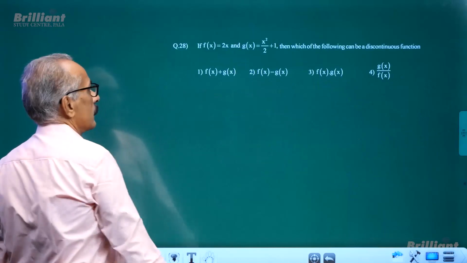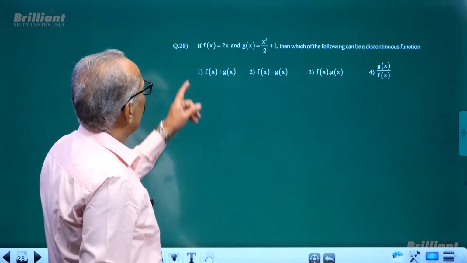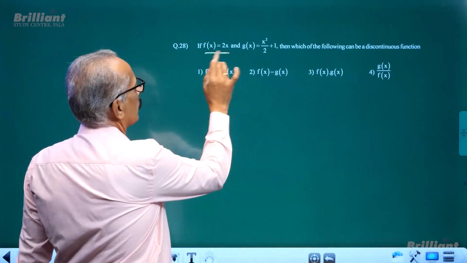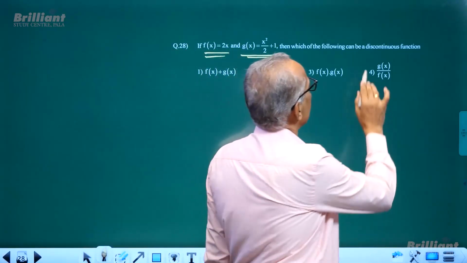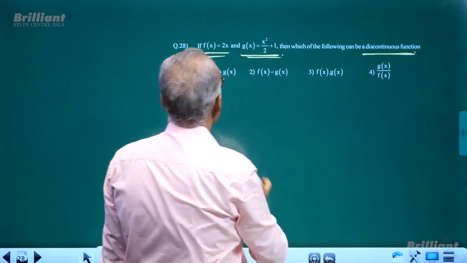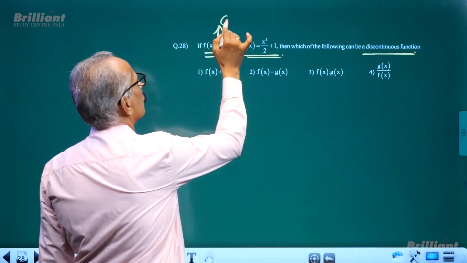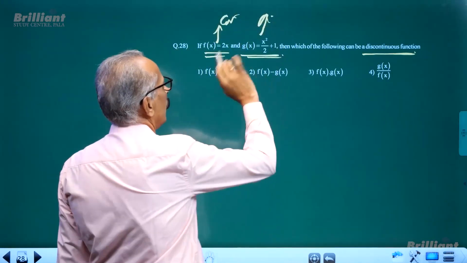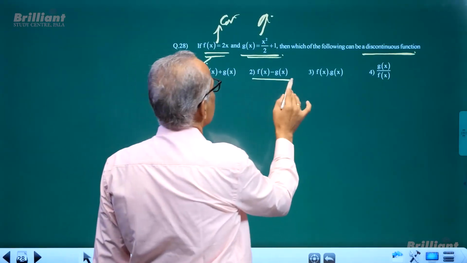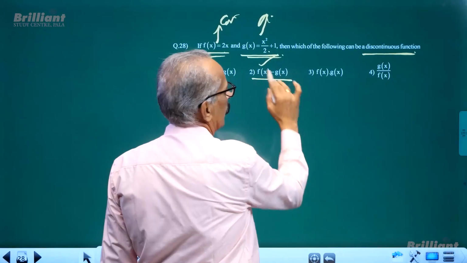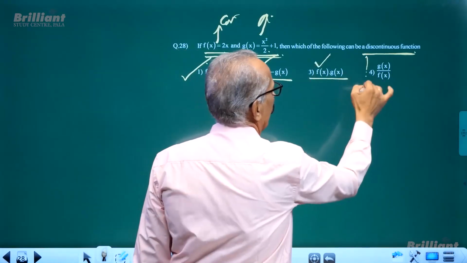We'll move on to the next question. That is, f(x) is equal to 2x, g(x) is equal to this. Then which of the following can be discontinuous? f(x), this is continuous. This is also continuous. No denominator, so this is continuous. Yes, it is continuous. f(x) minus g(x), that is 2x minus, continuous. f(x) into g(x), continuous. Then you know the answer.